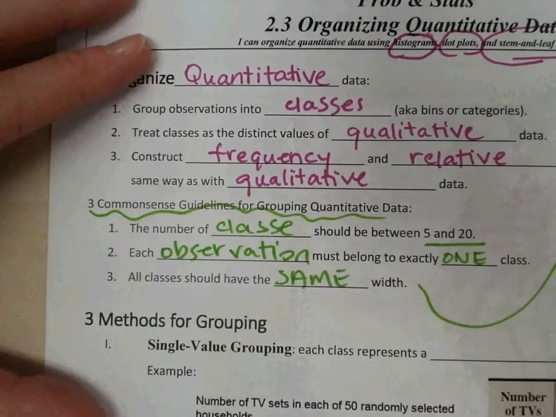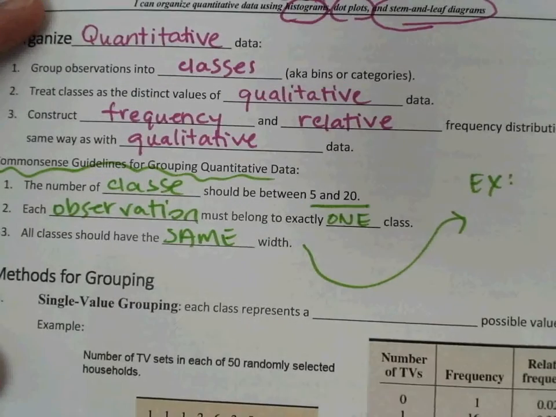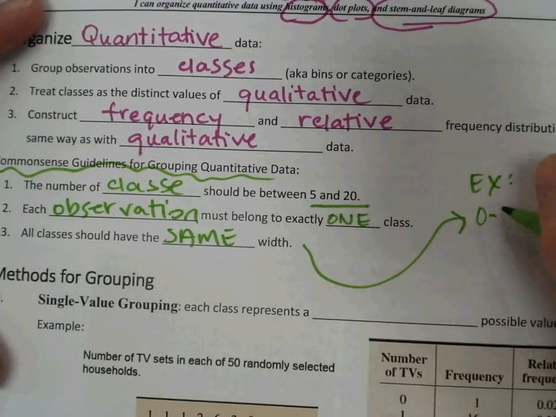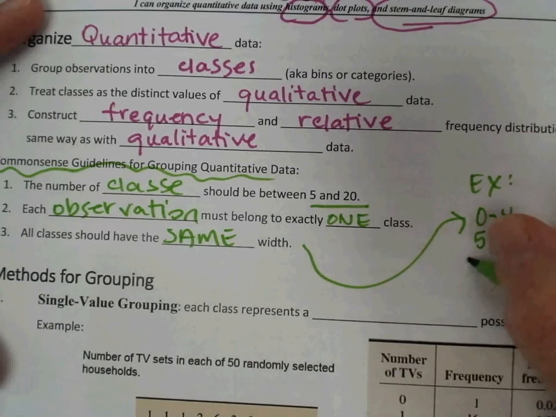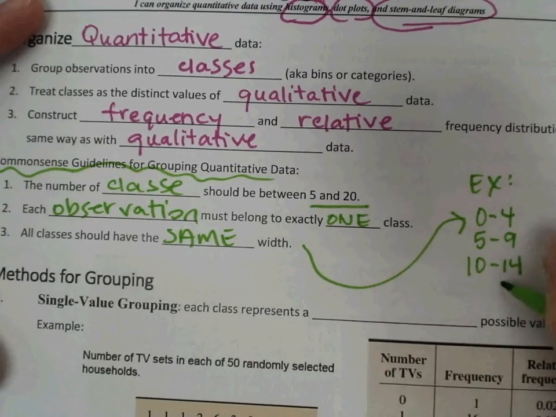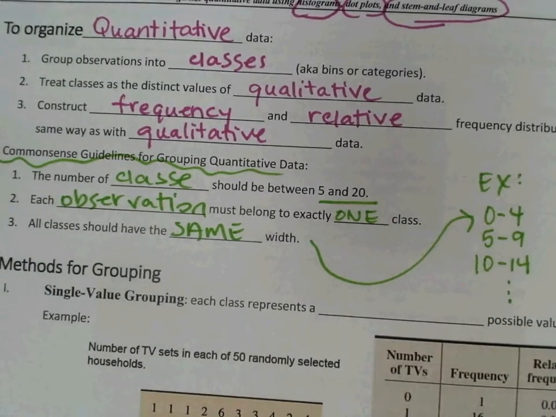So here's an example of classes having the same width. If I go from 0 to 4, 5 to 9, 10 to 14, and so on, each one of those classes has a width of 5. 0, 1, 2, 3, 4. 5, 6, 7, 8, 9.